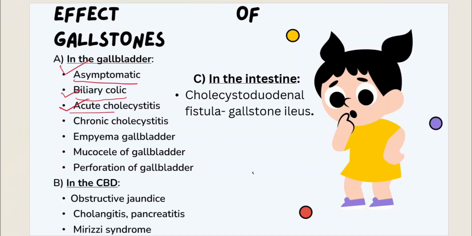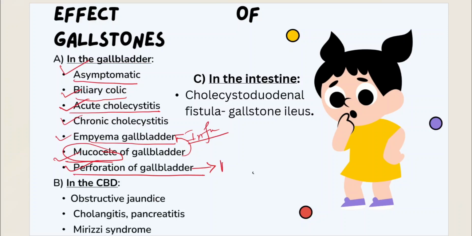Then acute cholecystitis. Acute cholecystitis is a constant kind of pain which stays maybe more than 12 hours, associated with fever, nausea. Cholecystitis, mucocele of the GB, empyema GB. In a mucocele of the GB, the bile is sterile, but a mucocele can progress to empyema of the gallbladder where the bile is infected. Then ultimately perforation of the gallbladder, which can lead to perforation peritonitis.